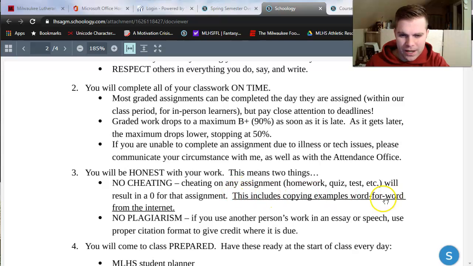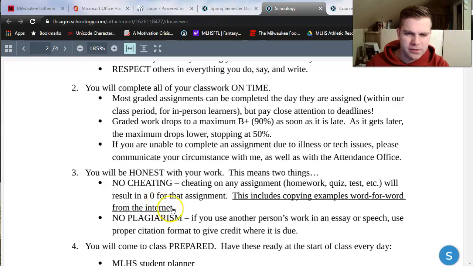This does include copying examples word for word from the internet. I saw this big time with our vocab assignments last semester. A lot of you would say, well, I don't really know how to use this word in a sentence. You look up a sentence online, totally fine, but then some of you would copy those sentences and try to pass them off as your own. It's not going to fly. What you should do instead is you can look at those examples from the internet. You can use your resources, but then make sure that what you're writing is your own.